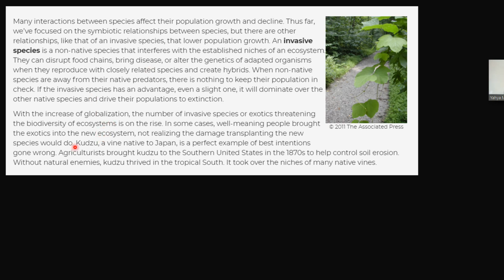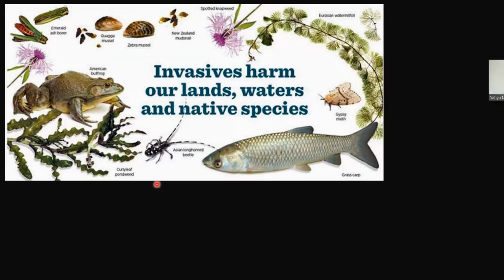And this is just showing an example. There's a kind of vine called kudzu, and it has basically taken over large areas of the southern United States. So this is from Japan. This didn't come over naturally. People brought it over here, but then it got into the wild and now it's growing all over the place. And this is just showing some examples of different kinds of invasive species.